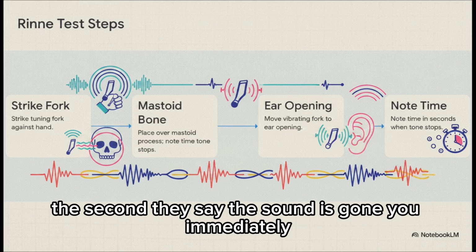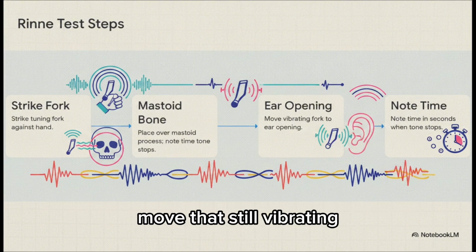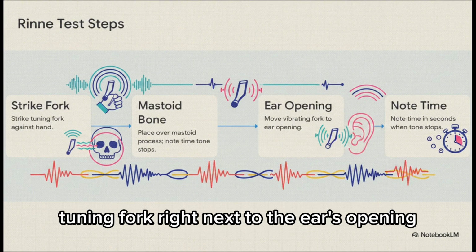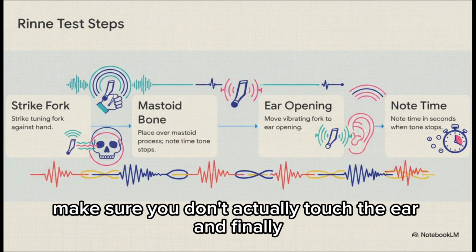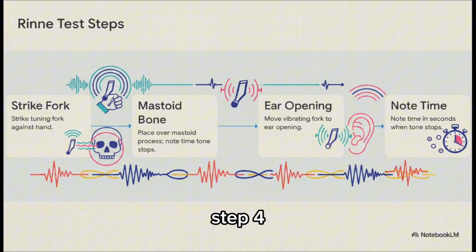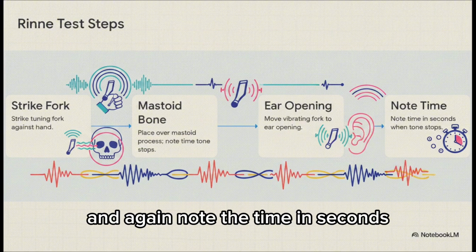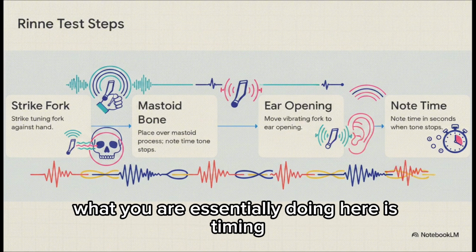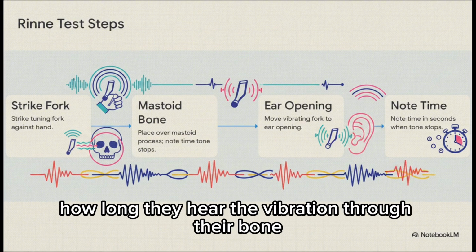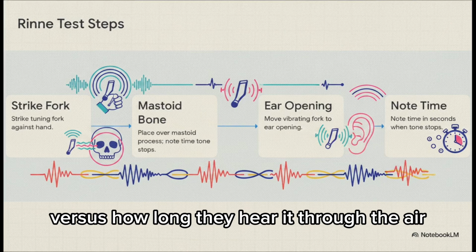Third, the second they say the sound is gone, you immediately move that still vibrating tuning fork right next to the ear's opening. Make sure you don't actually touch the ear. And finally, step 4, ask the patient to tell you when that tone stops. And again, note the time in seconds. What you are essentially doing here is timing how long they hear the vibration through their bone versus how long they hear it through the air.